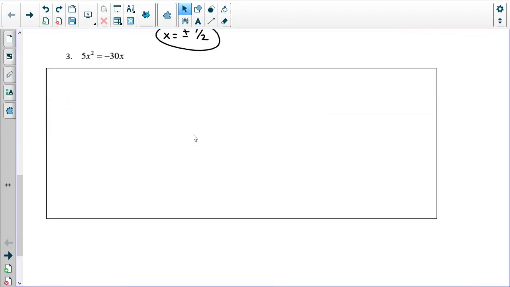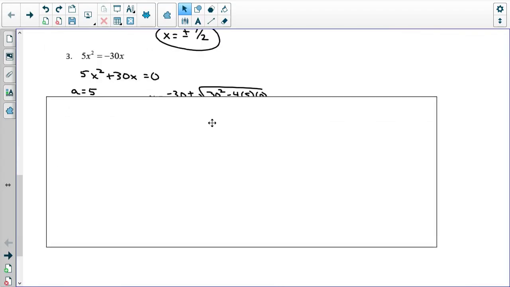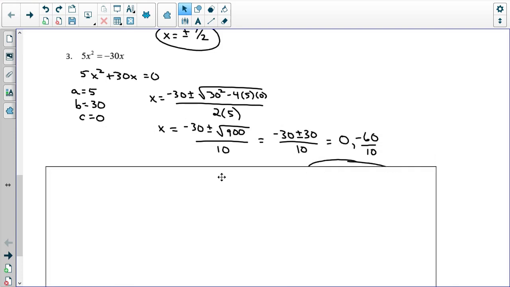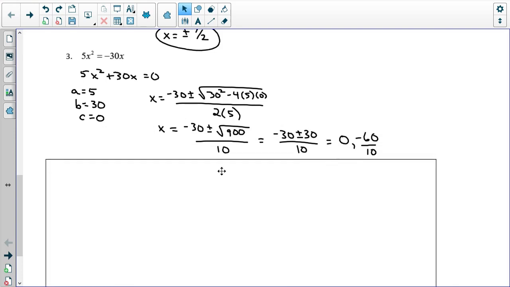If we take a look at problem 3, A is 5, B is 30, and C is 0. So if we substitute these values into the quadratic formula, we get -30 plus or minus the square root of 30 squared minus 4 times 5 times 0, all over 2 times 5. And as we continue to simplify things, notice that 0 over here actually makes that pretty simple.